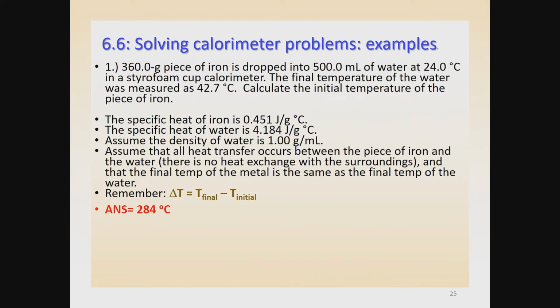Okay, so let's go ahead and give this problem a try, which is a very difficult and tedious problem. So let me talk about what the problem is about, and then we'll try to solve it. A piece of iron is dropped into 500 milliliters of water at 24 degrees Celsius in a styrofoam cup calorimeter. The final temperature of the water was measured to be 42.7 degrees Celsius. Calculate the initial temperature of the piece of iron.